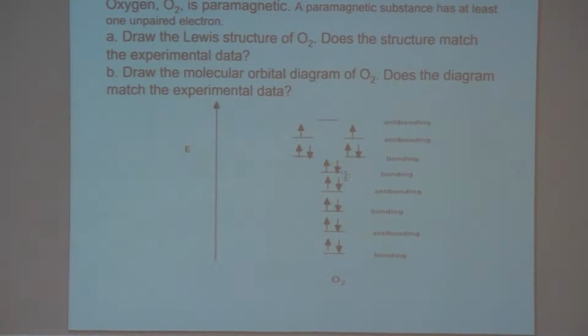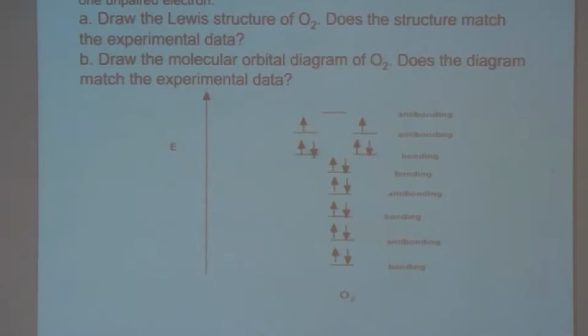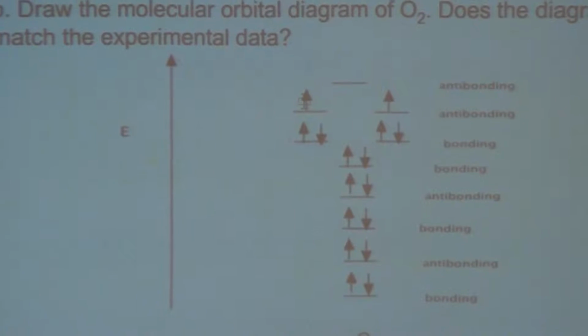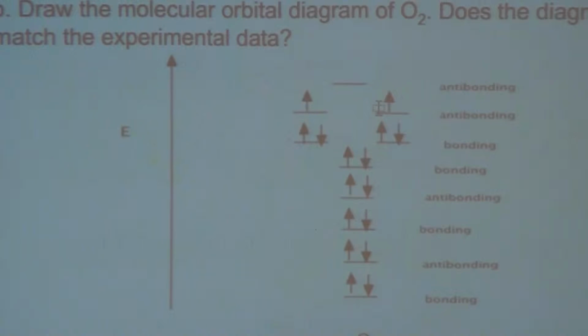2 in the bonding, 2 in the anti-bonding, 2 more in this bonding MO, so 4 in these 2 bonding molecular orbitals, but then we have 2 more in this anti-bonding molecular orbital. Okay, so this molecular orbital diagram does show the paramagnetism in O2 because we see these 2 unpaired electrons in this anti-bonding molecular orbital.